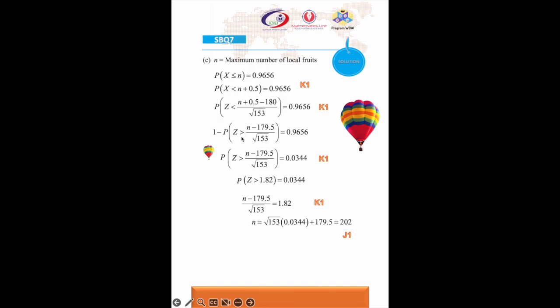From less than to greater than, you do it like usual, and when you reach this point, you're gonna get 1 mark. Then you read from the table anything that matches with 0.0344, and you found from the table that z greater than 1.82 is equal to 0.0344. Then we're gonna compare 1.82 with this to find the n, and once you compare that, you're gonna get K1, and once you have gotten your value of n, you're gonna get G1 for that.